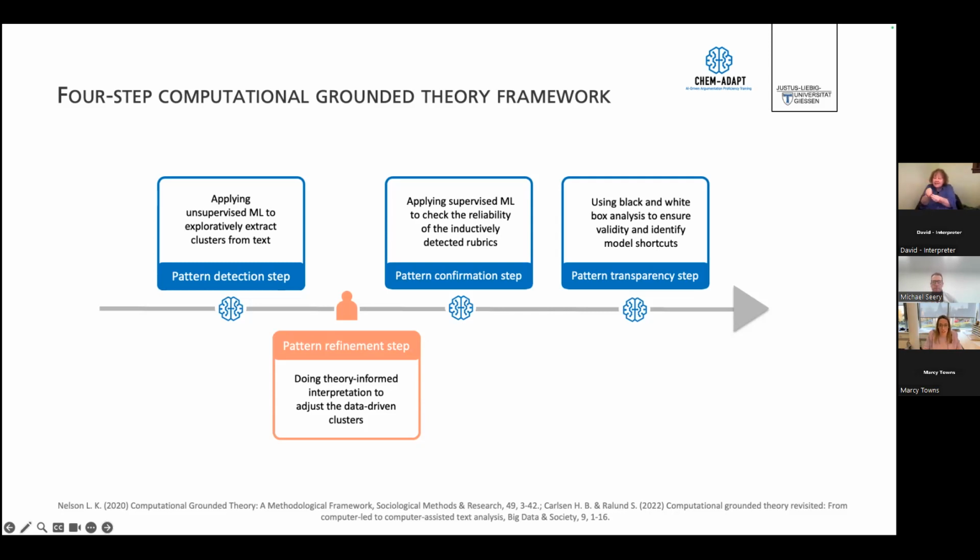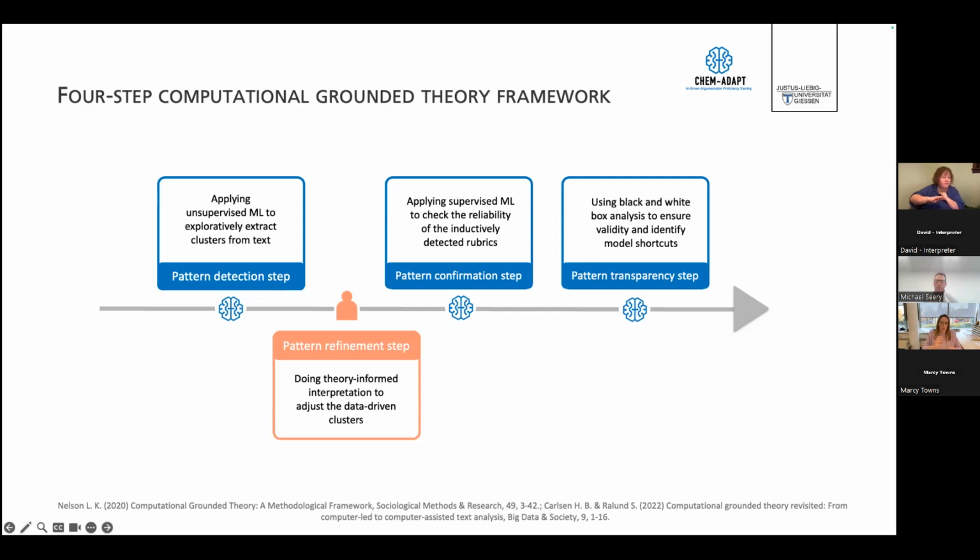And then in the third step, you could use your rubrics or your categories to train a machine, so to use supervised machine learning techniques to be able to detect your new categories in new data. And I'll give you some ideas later also on the 4th step, which is the pattern transparency step.